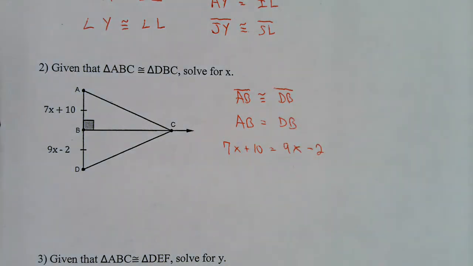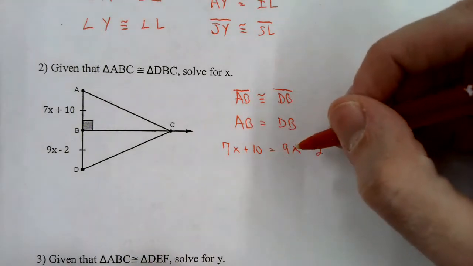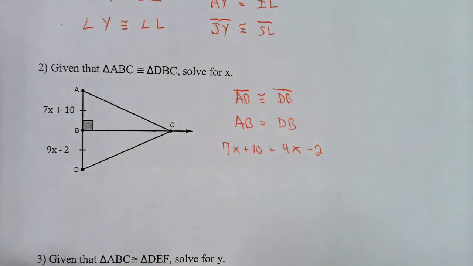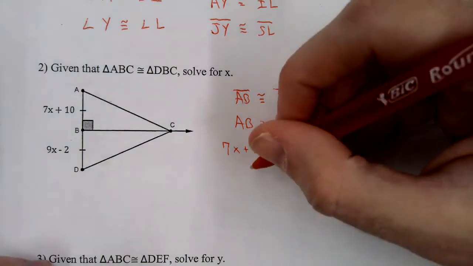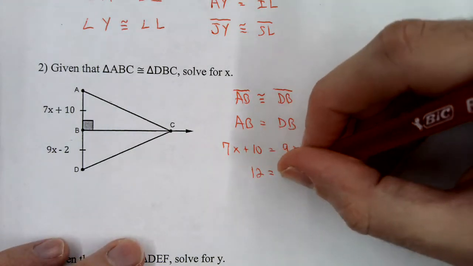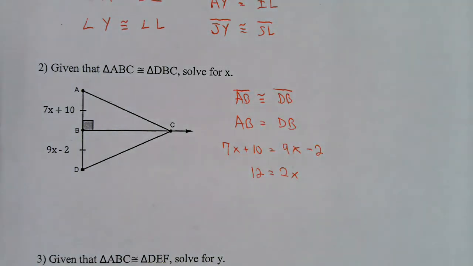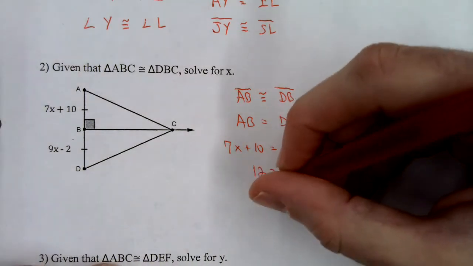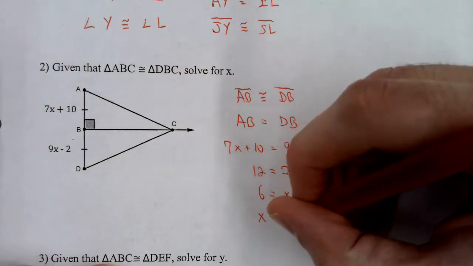Solve that for x. I'll subtract 9x on each side, I'll subtract 10 from each side. So I get 12 equals 2x, which means 6 equals x, and x equals 6.